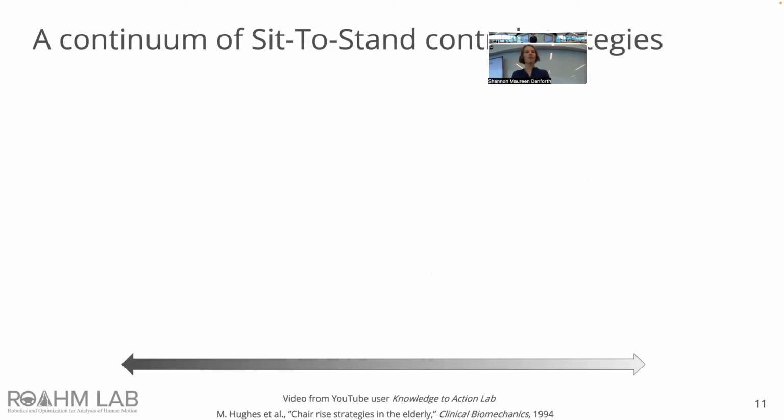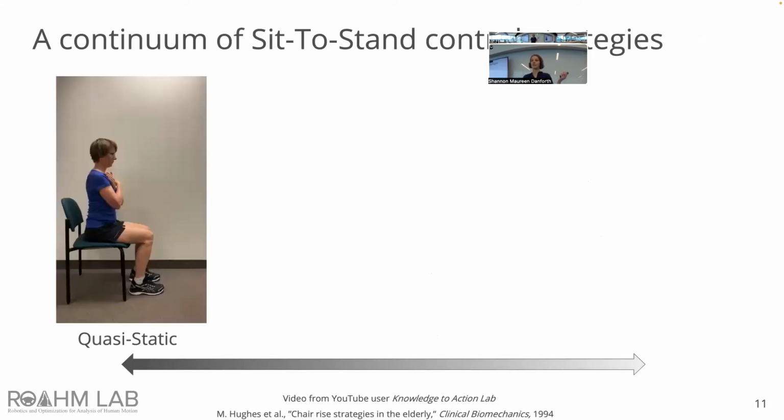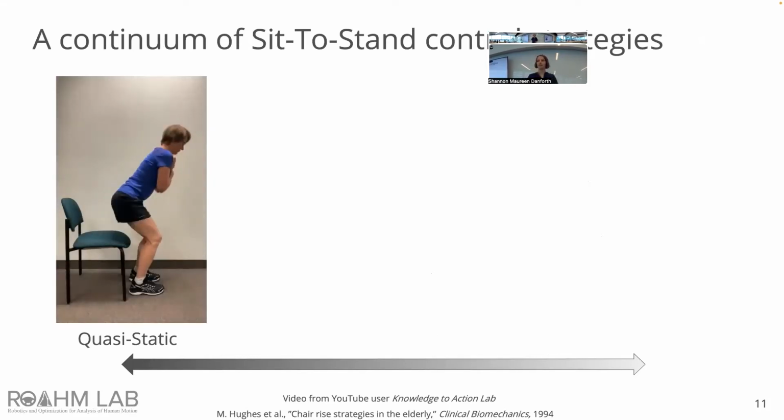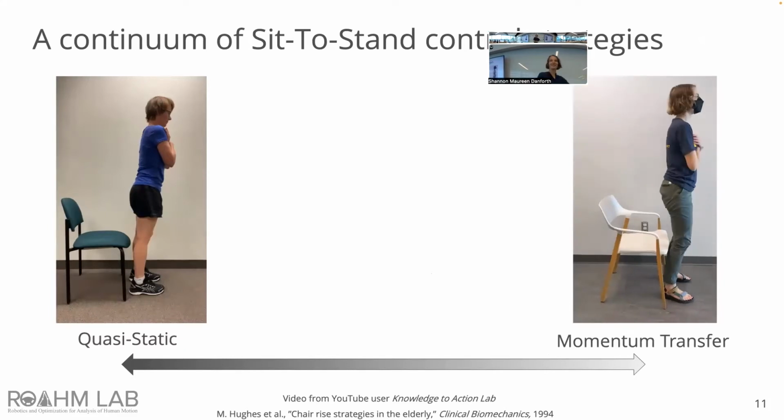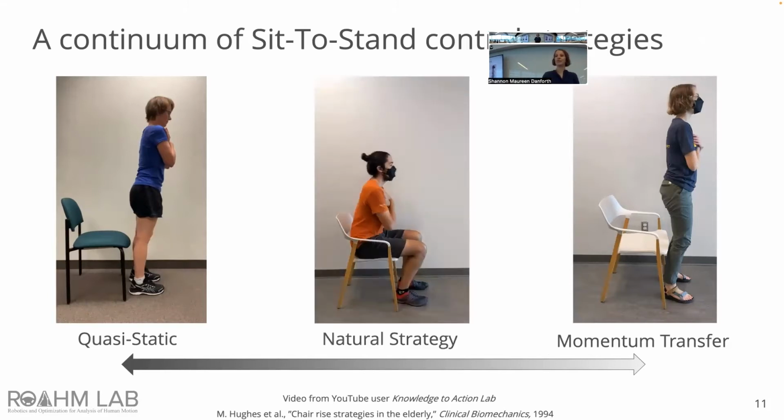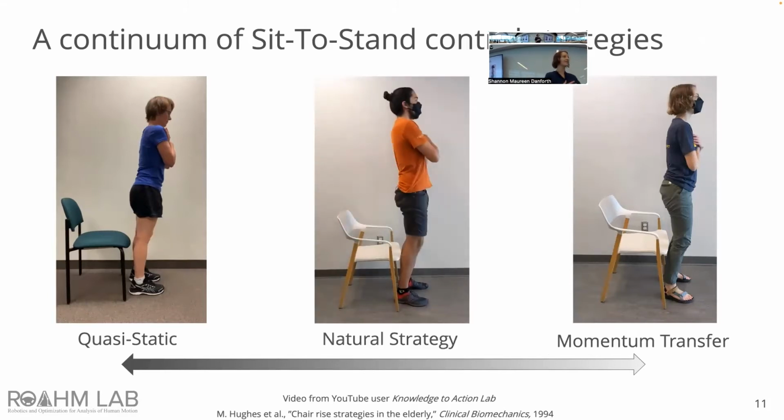But in reality, there are a number of different ways that people can stand up from a chair, ranging from quasi-static on one end. This is where the center of mass remains within those base of support bounds throughout the motion, to momentum transfer on the other end, where the center of mass is sort of thrown forwards using our momentum. And a person's natural sit-to-stand strategy lies somewhere along this continuum.